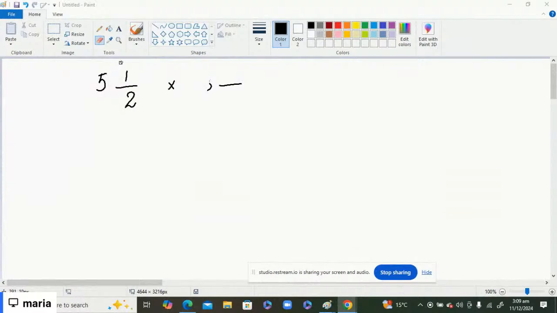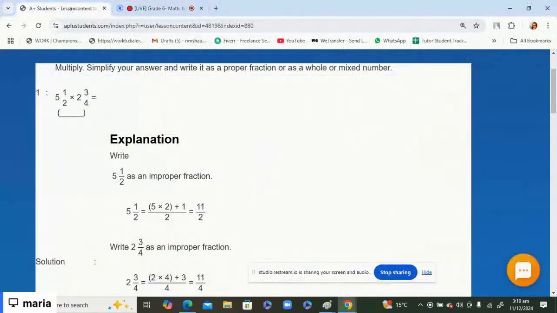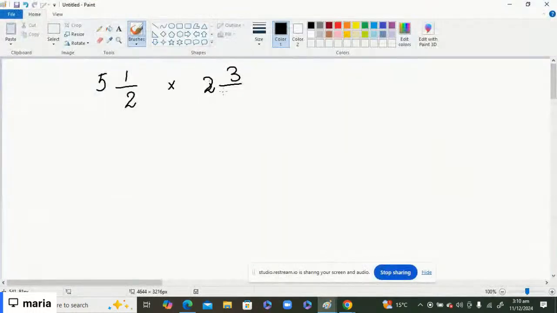All right. So the question we are doing is 5 and 1 by 2 times 2 and 3 by 4. Let's solve this one first. How can we solve? We multiply the whole number by the denominator and add the top number. So 2 times 5 is 10, 10 plus 1 is 11 over 2. 4 times 2 is 8, 8 plus 3 is 11 over 4.